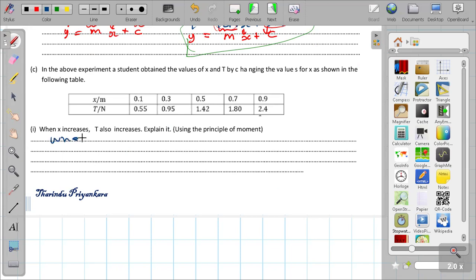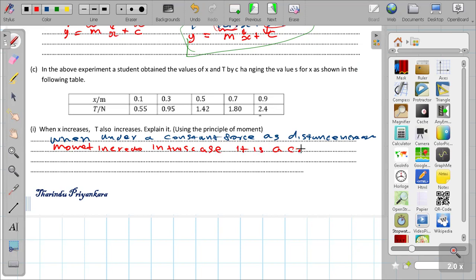Just write as I write. Under a constant force, because mg is a constant force, as the distance increases, the moment increases. In this case, it is clockwise.